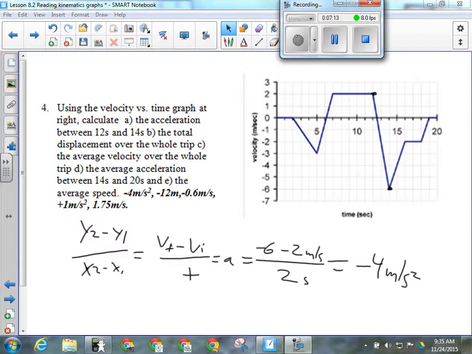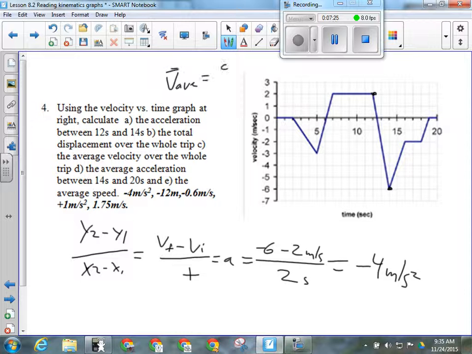Remember that when we're dealing with a velocity versus time graph, if we want to find the displacement of the object during any part of the graph, we're still using this formula: average velocity equals displacement over time. If I want to find displacement, I'd multiply average velocity by time, which we said is basically like calculating the area of all the shapes on the graph.